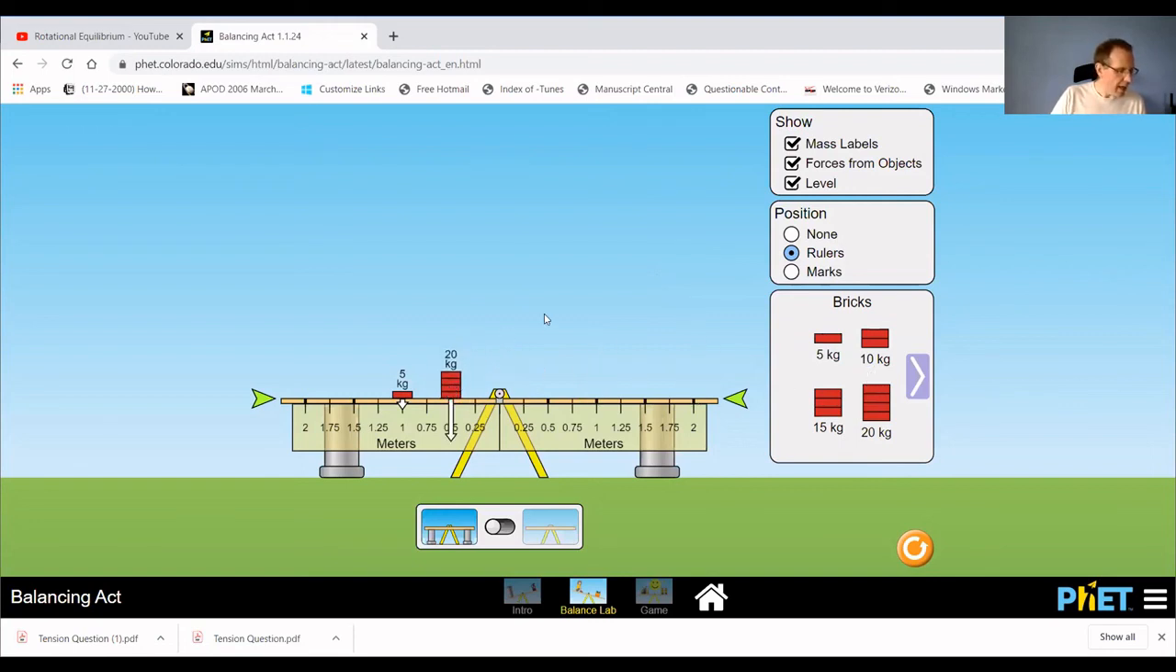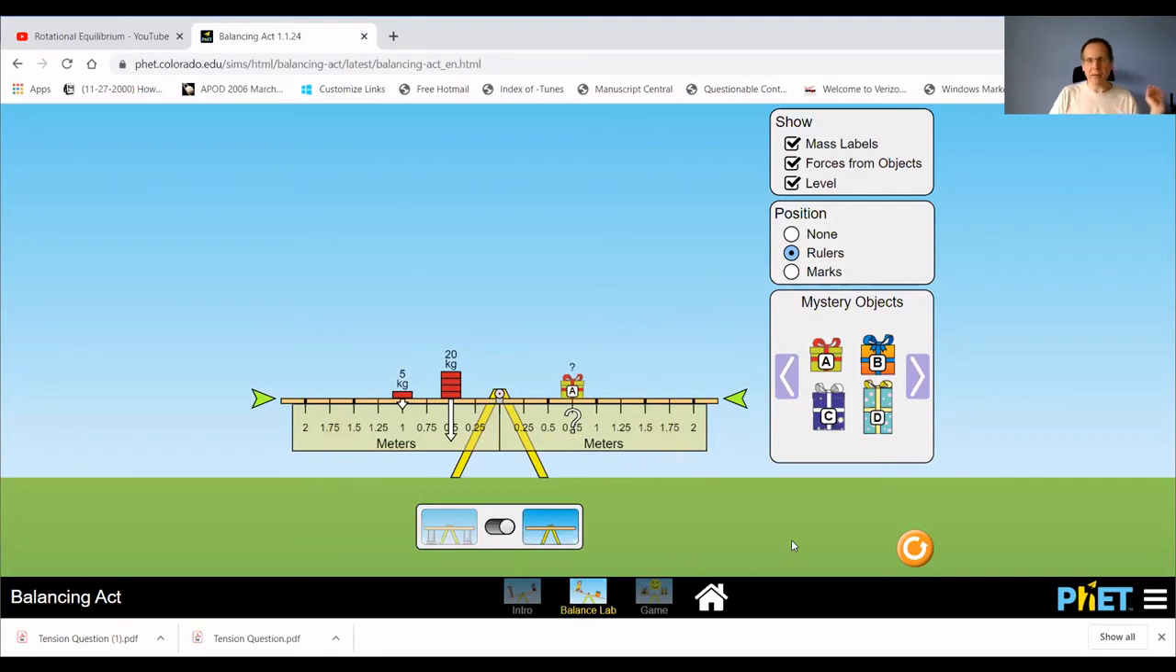And on the right-hand side, we're going to place the unknown package. If you click over those other objects, you can put people on there if you want. But we're going to use this unknown package A, and place it at 0.75 meters on the right-hand side. And notice if I click on this, it balances. Given that it balances, I want you to use the second condition for equilibrium, the fact that the sum of the torques equals 0, to figure out the mass of A. How many kilograms is package A? It's unknown. You have to figure it out.